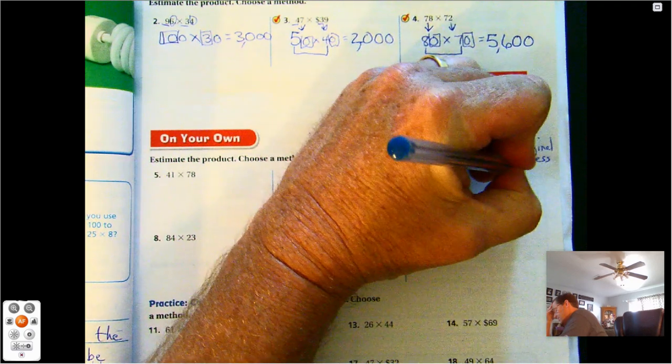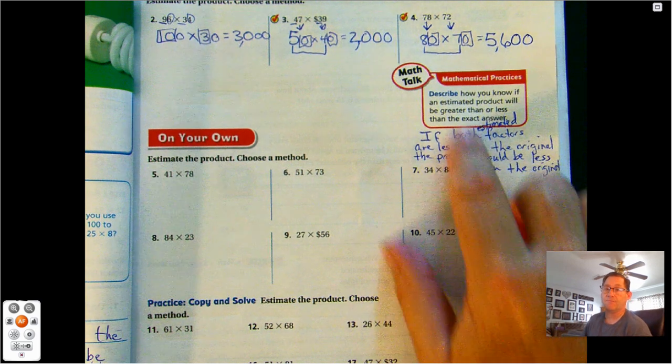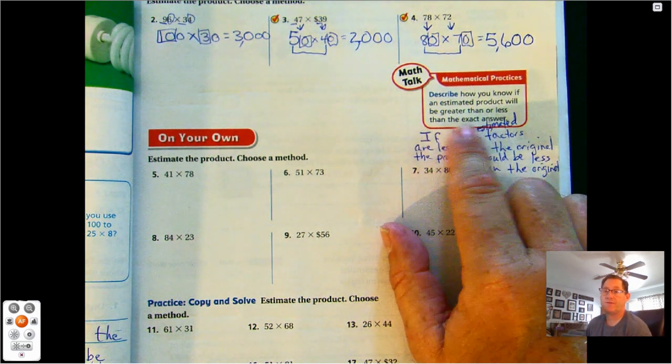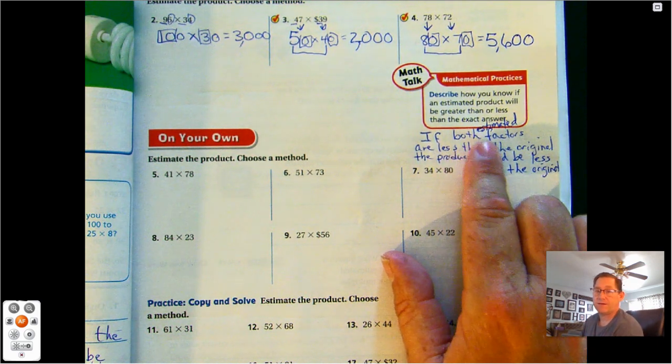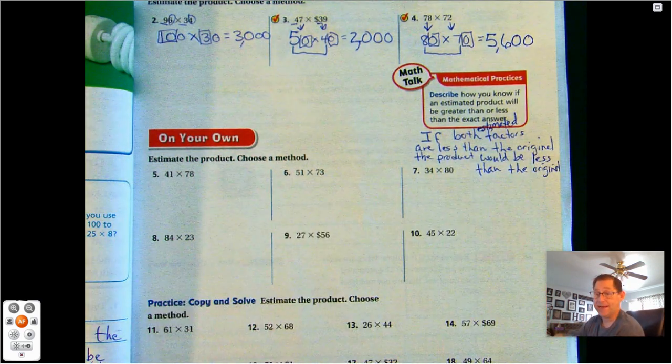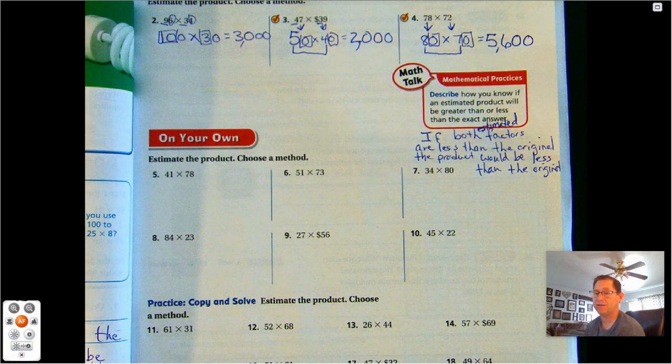Okay, so it wants to know, how do you know if an estimated product will be greater than or less than the exact answer? So if we are estimating our factors and we're saying that we're going to round down on both of them, so we're actually making them smaller than the original factors. In that case, our estimated product will be less than the exact answer. And so the alternative would be, what if both factors were greater when we estimated? If both factors were greater, our estimated product would be greater than the original. Okay.